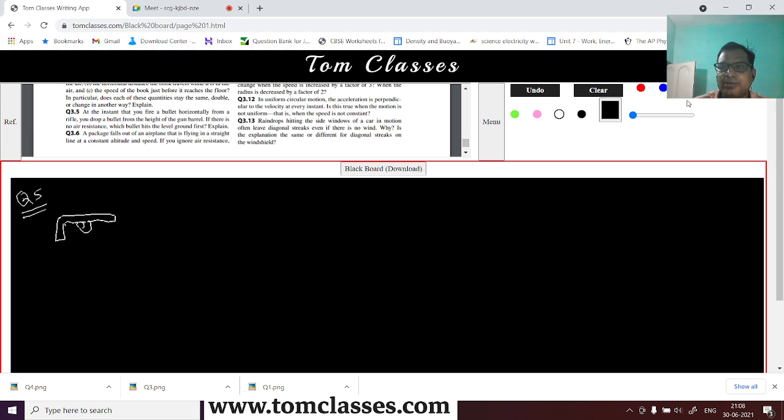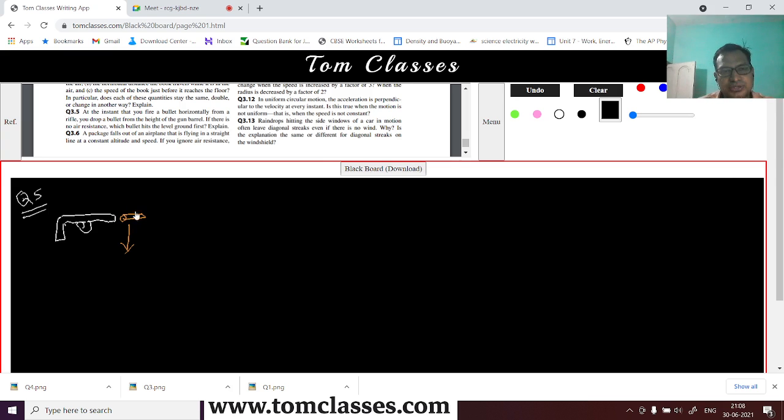So we are firing a bullet. So let the bullet be made up of copper. Okay, so it is like this. A bullet from a rifle. You drop a bullet from a height of the gun barrel. Okay, so one bullet is dropped from the height of a barrel. Okay, so it has been dropped. Okay, if there is no air resistance, which bullet hits the level ground first?